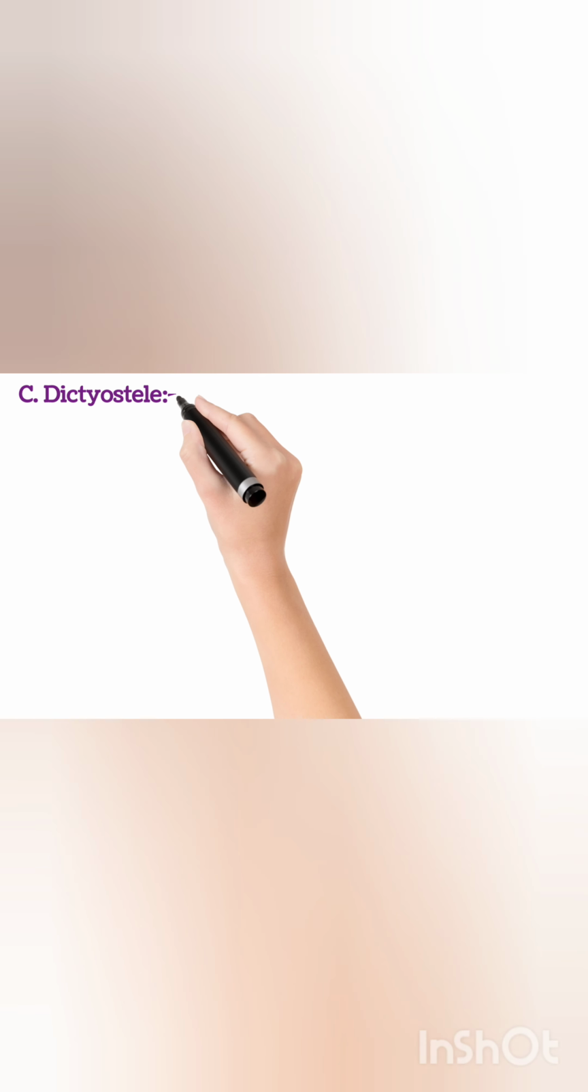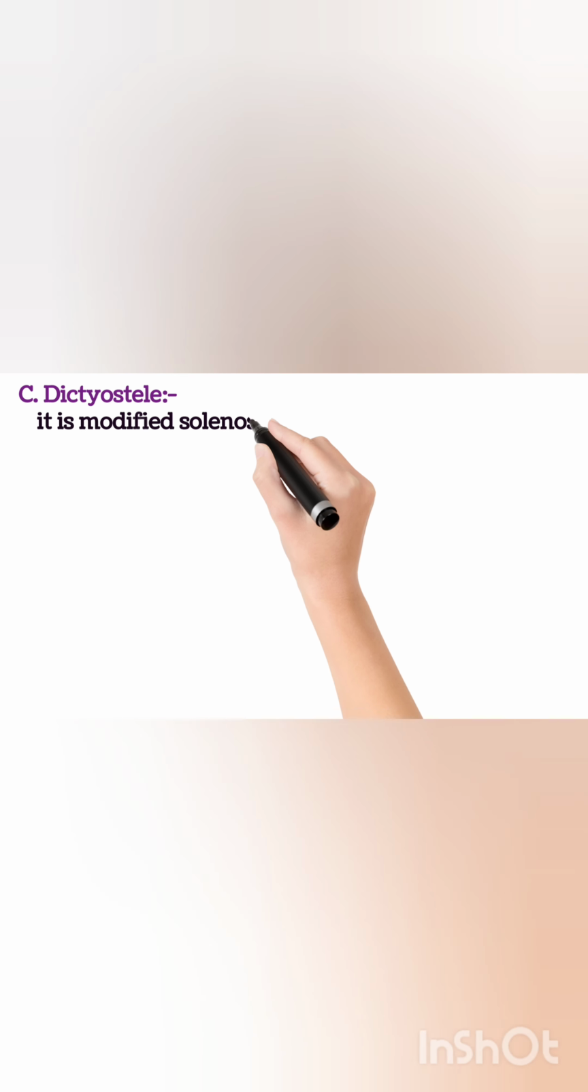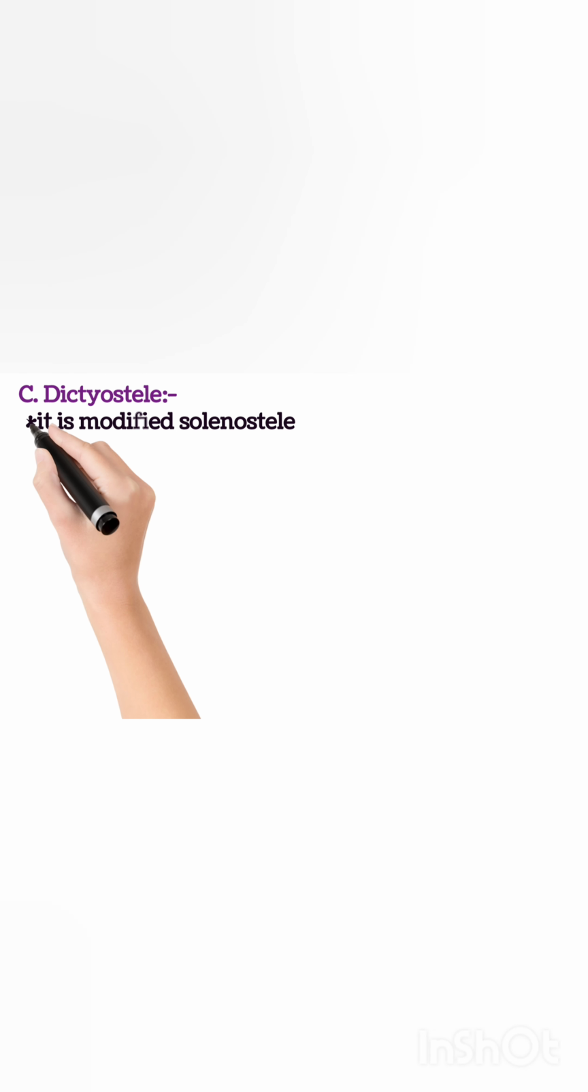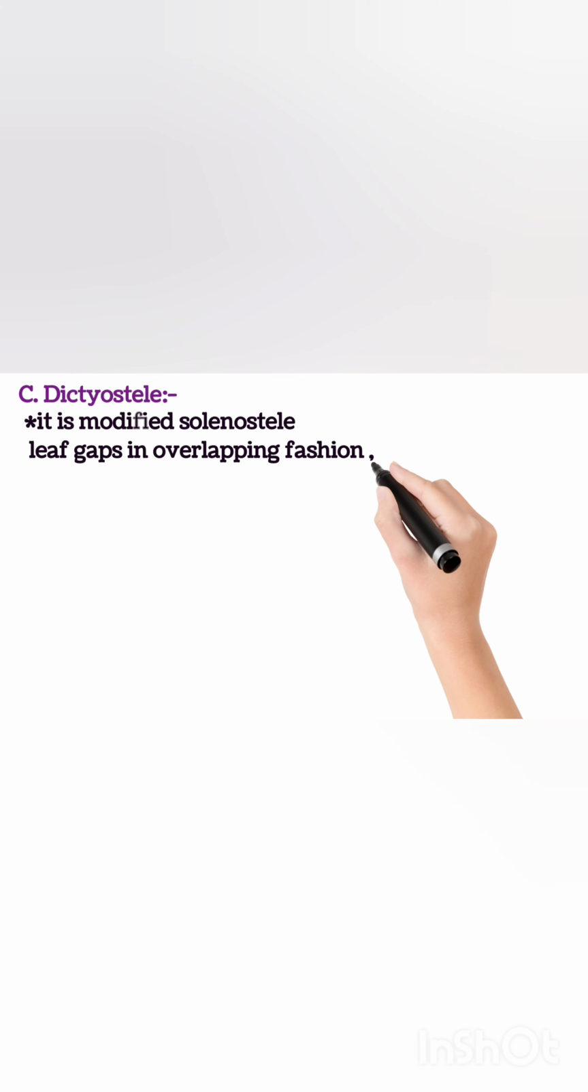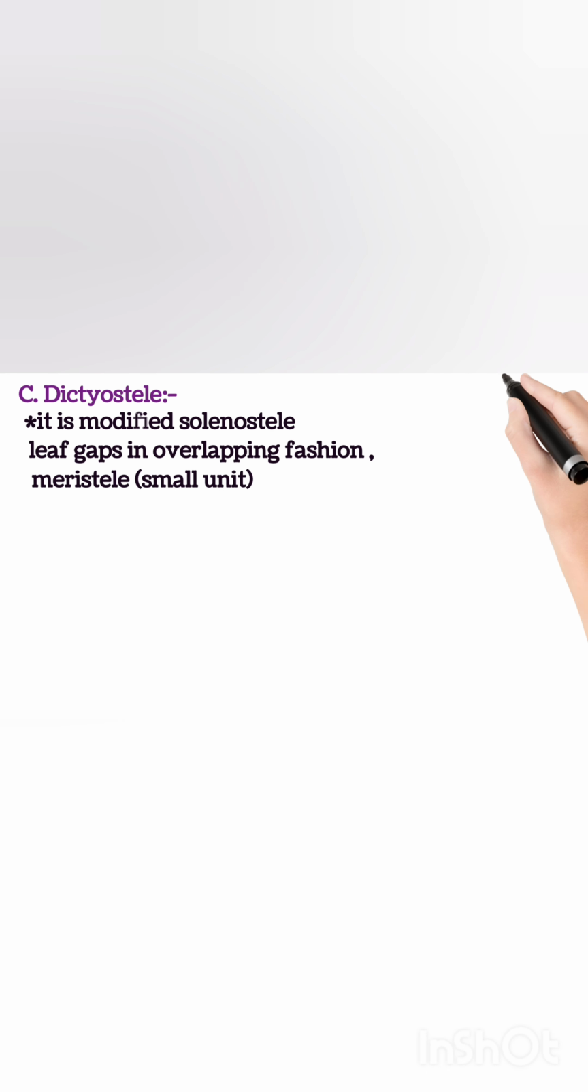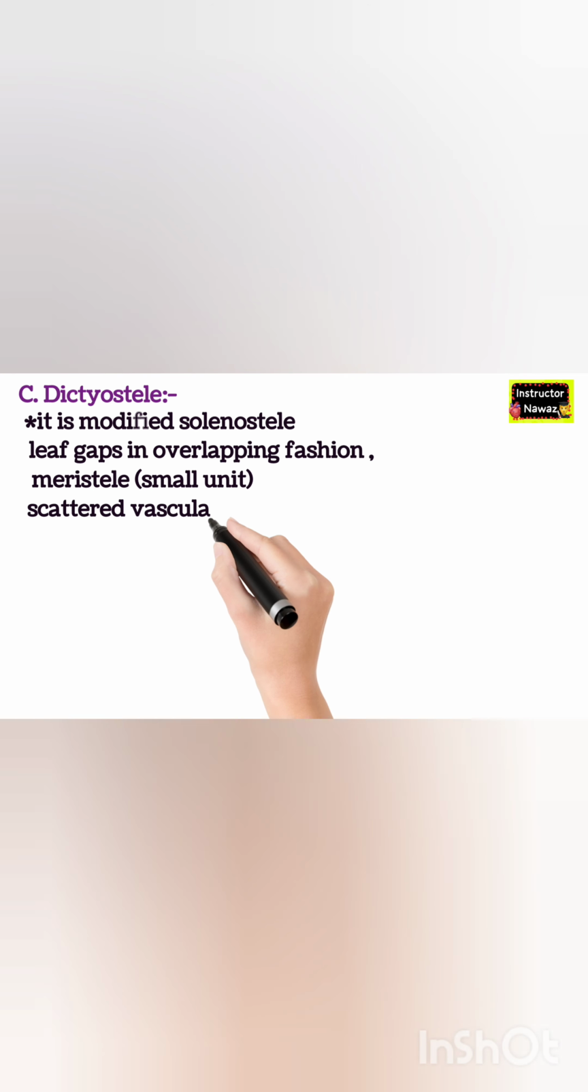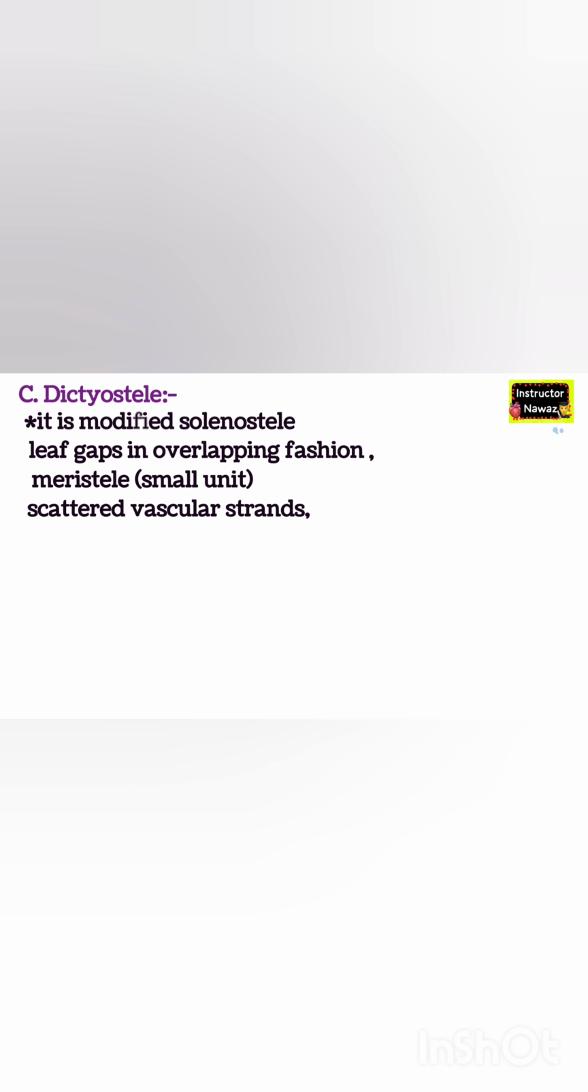One more type of solenostele is dictyostele. It is also considered a modified solenostele. Right, in this stele you will find a distinctive character. It has overlapping leaf gaps, and the stele breaks to form small parts called meristeles. Now these meristeles are scattered. Let me show you this diagram like this.